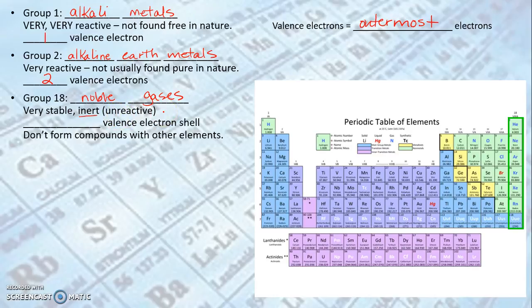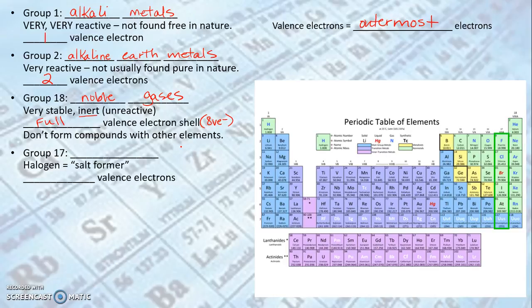They're snobs. Okay, and they have a completely full valence electron shell, which means that they have 8 valence electrons. It's completely full. So, because it's completely full, they're not going to form compounds with other elements. Now, there is one that will go and form a compound with other elements, but it's really rare.